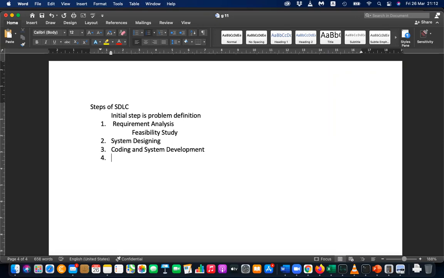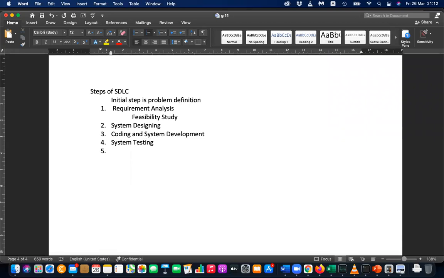Step number 4 is system testing. Step number 5, implementation and deployment.